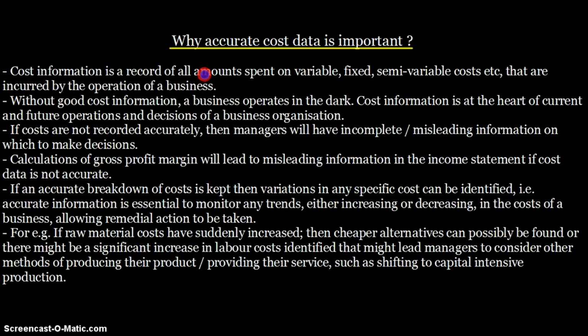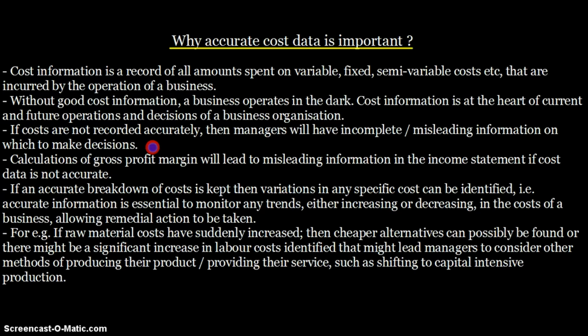Cost information, basically, what is cost information? It is a record of all amounts spent on variable, fixed, semi-variable costs, etc., that are incurred by the operations of a business. Whatever amount the business incurs is recorded in your cost information. Without good cost information, a business operates in the dark. Cost information is at the heart of current and future operations and decisions of a business organization. That signifies the importance of it. We're going to look at the main factors as well.